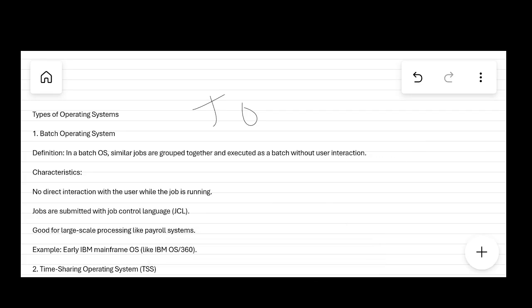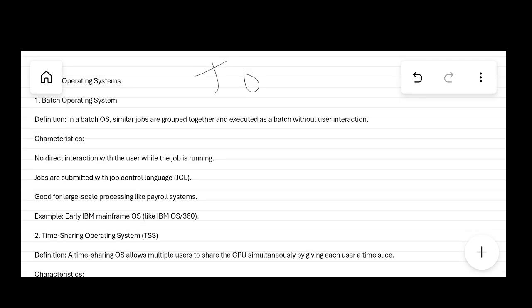For example, if a company wants to calculate payroll for all employees, all the payroll jobs can be submitted together and run as a batch. An example of batch OS is IBM OS 360.